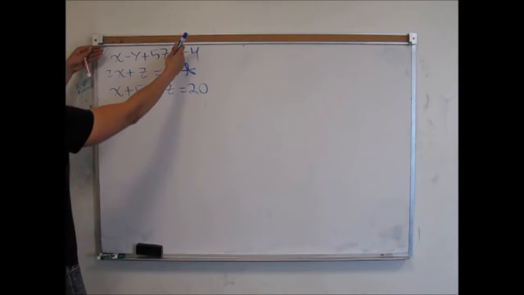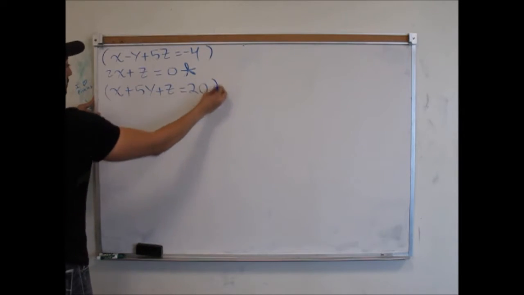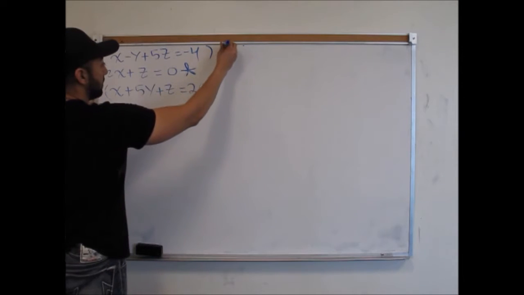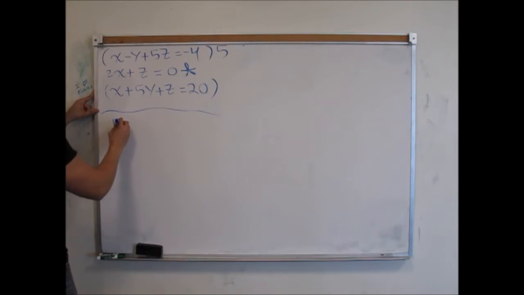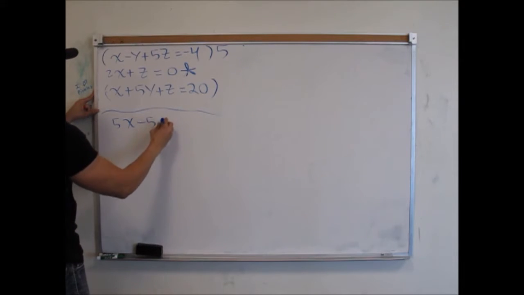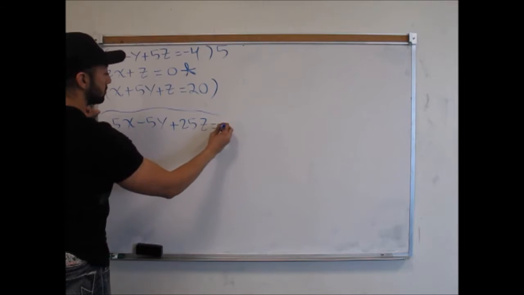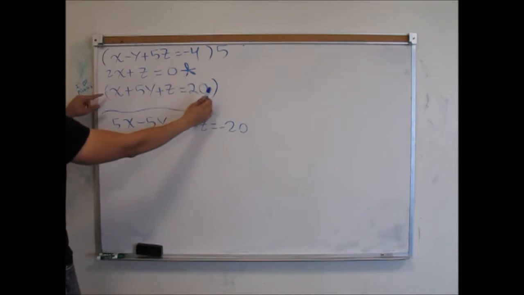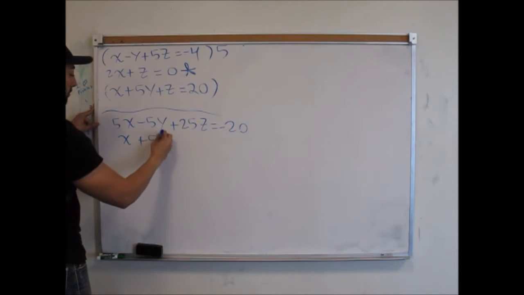So here I want to cancel out the y's. The best way to go about doing that would be to multiply this equation by 5. So doing that, I get 5x minus 5y plus 25z equals negative 20. And I'm not going to do anything to this equation, so I'm just going to rewrite it.